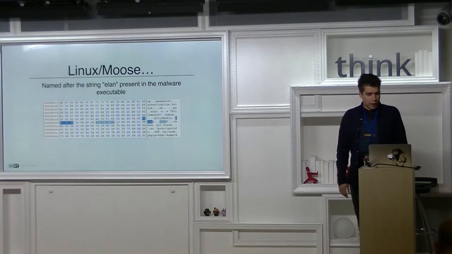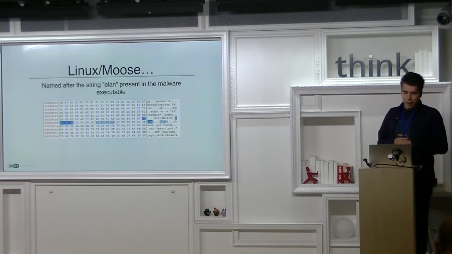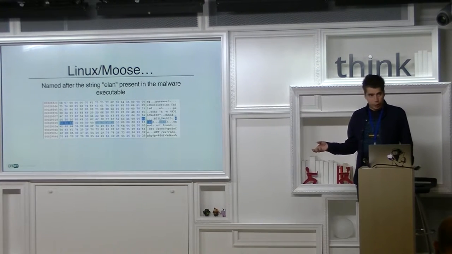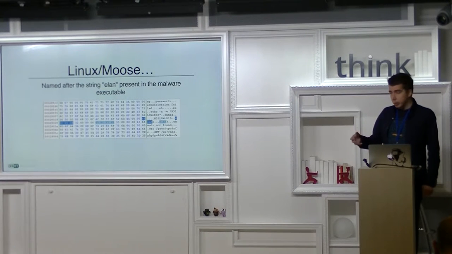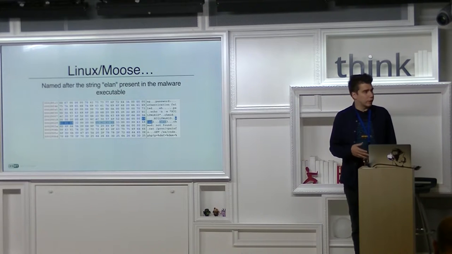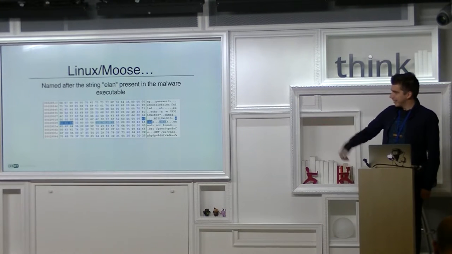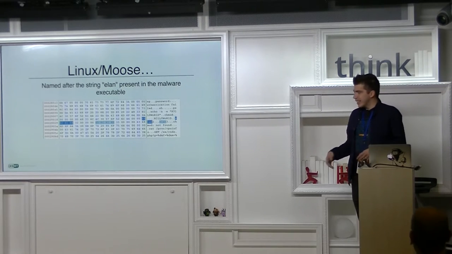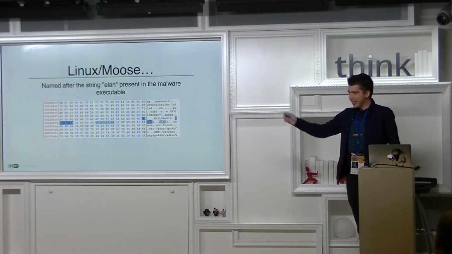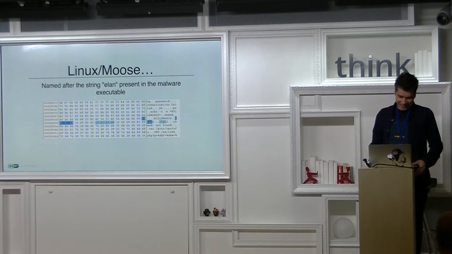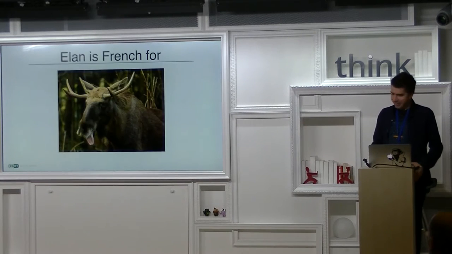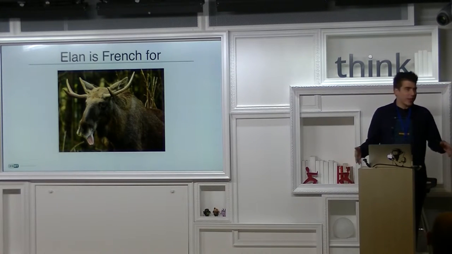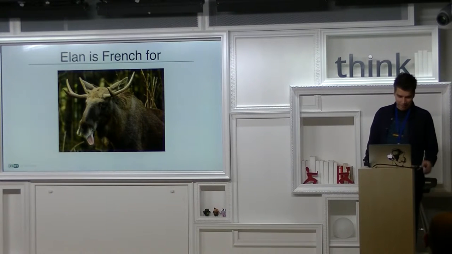That's why I'm here. So Linux Moose, just to get this out of the way. Why Moose? Well, it's named after a string, Elan, present in the malware executable. Elan is French for moose, so élan, which I would say in French. French-Canadian is élan, et élan in the French. Which is this animal. And so I know you don't have them around here. I don't think there's many.